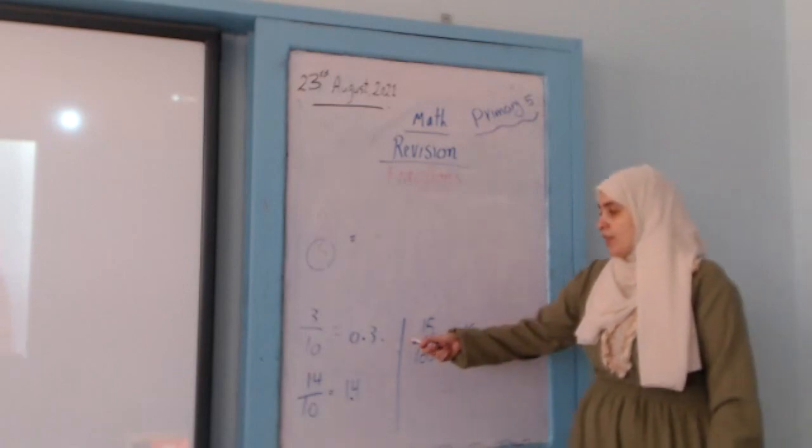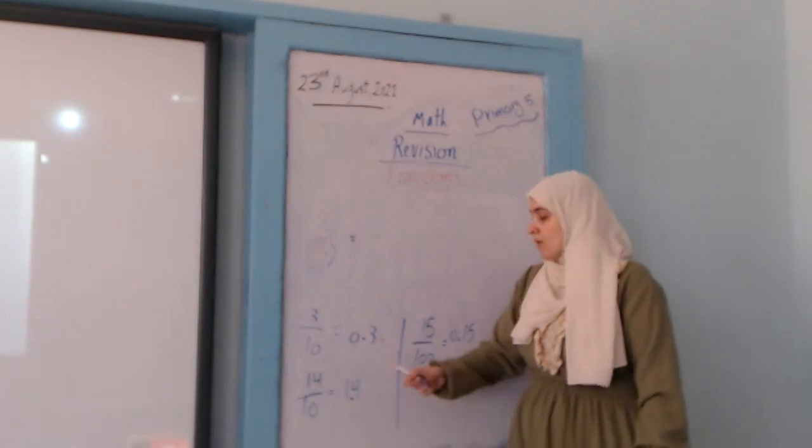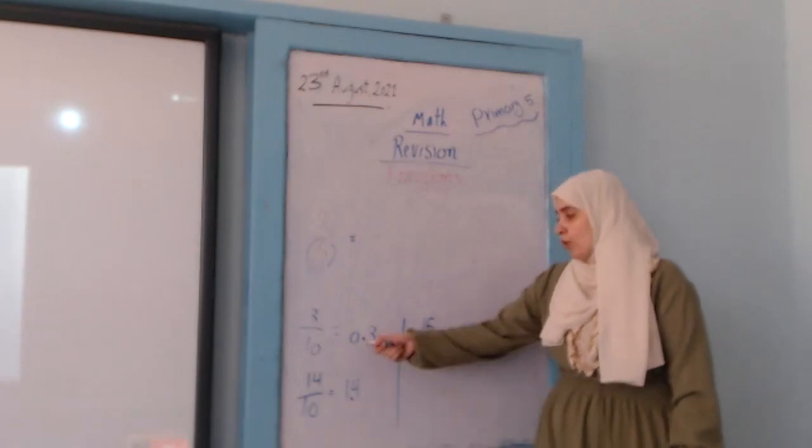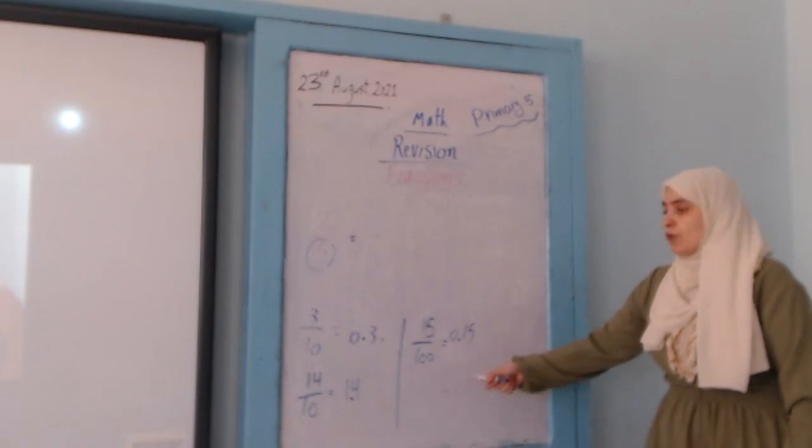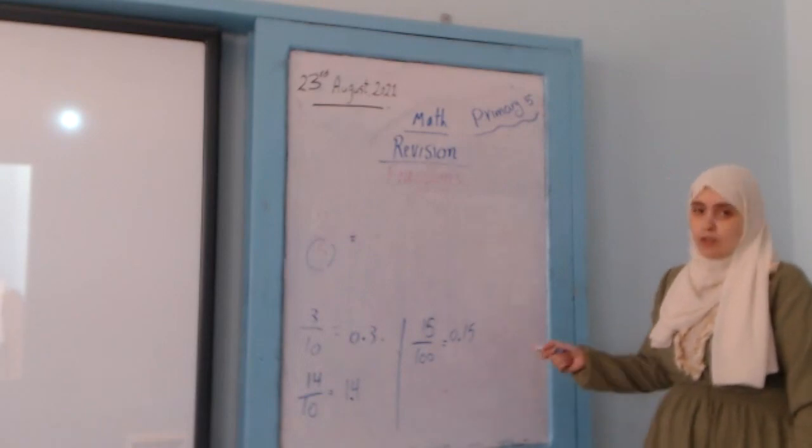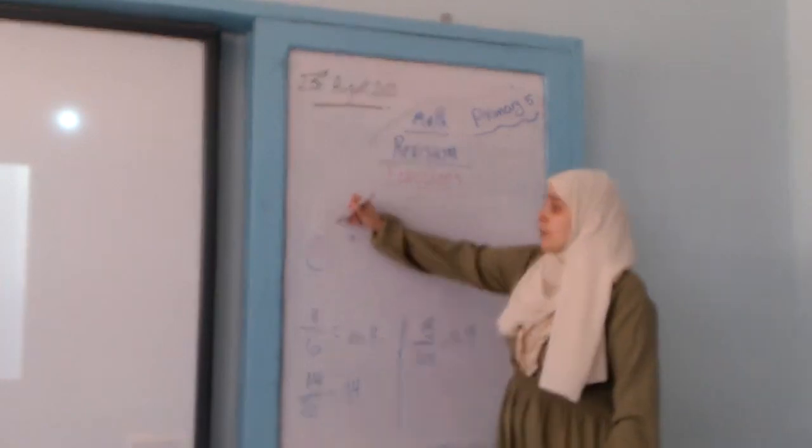Okay, here is 3 tenths, here 1.4 or 0.3, here 0.15. Okay. Here is 2/5.